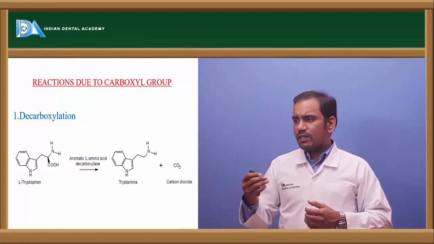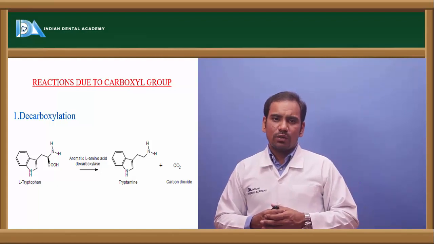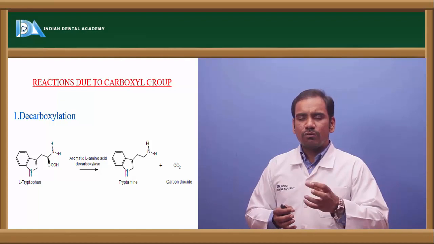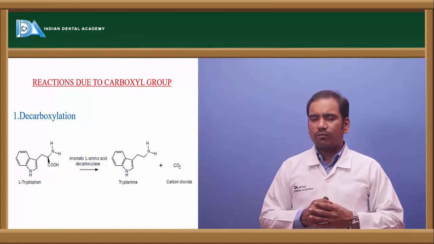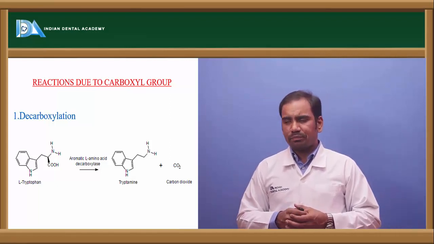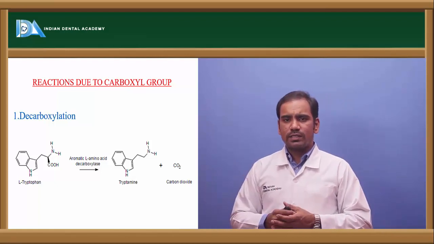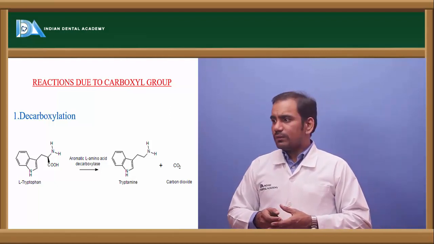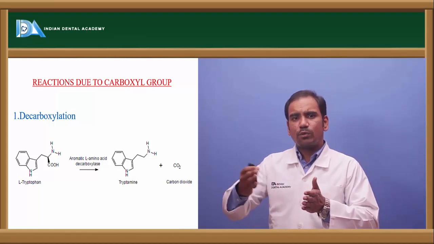This type of reaction is catalyzed by enzymes called decarboxylases. Their function is to remove the carboxyl group as carbon dioxide, and these reactions require pyridoxal phosphate as the coenzyme. Right? So histidine on decarboxylation forms histamine, tryptophan on decarboxylation forms tryptamine. So this is how amino acids on decarboxylation form corresponding amines.